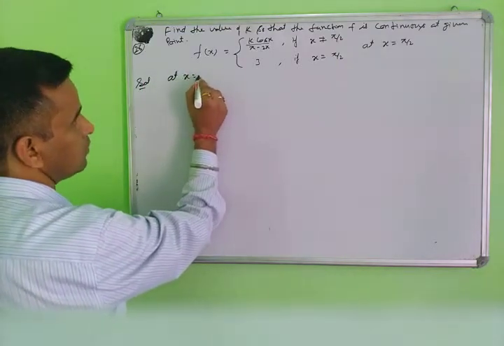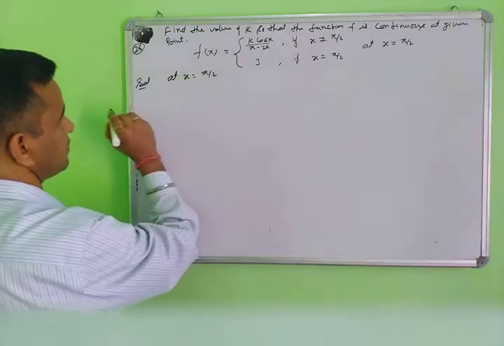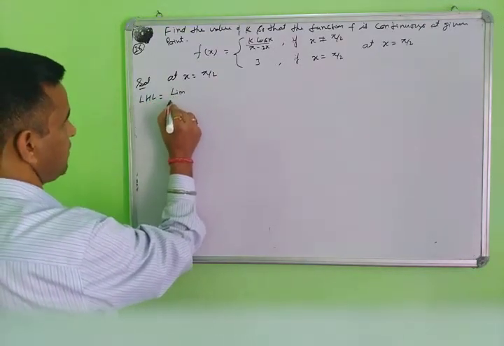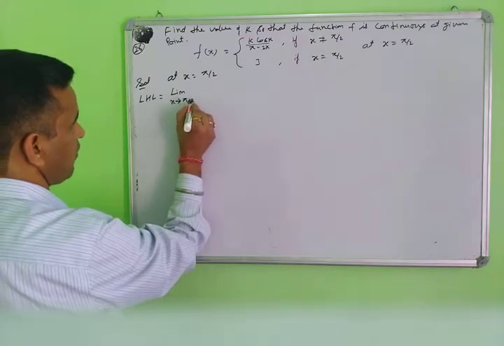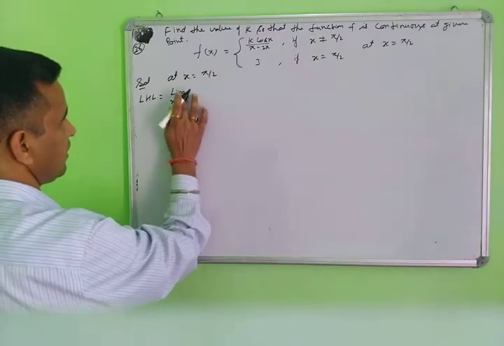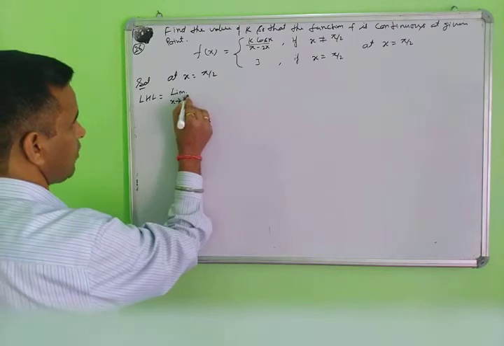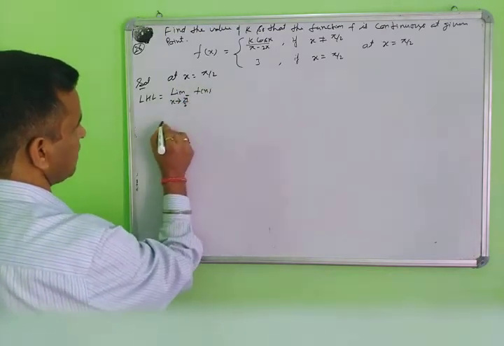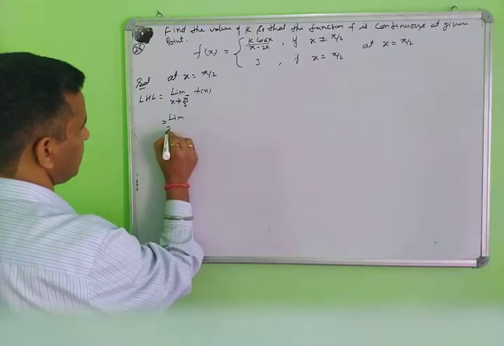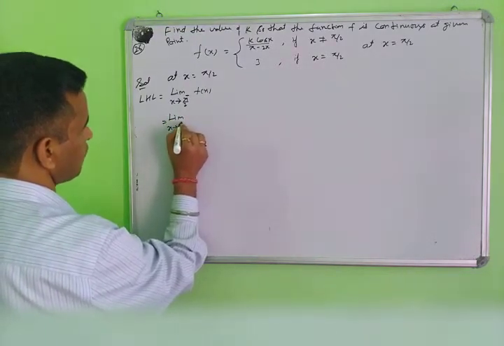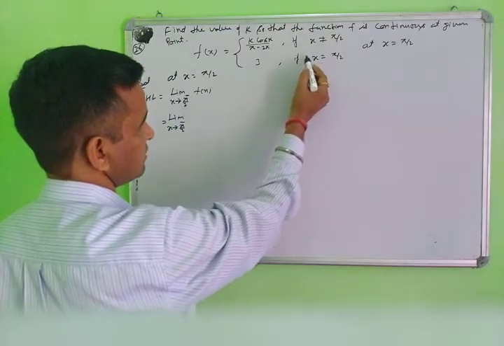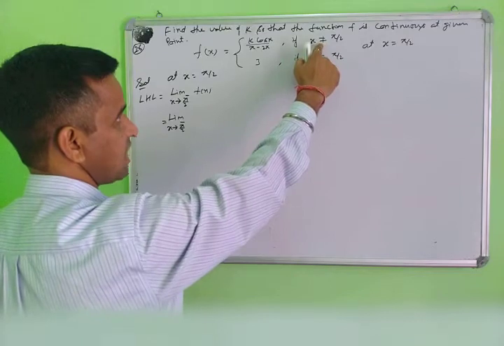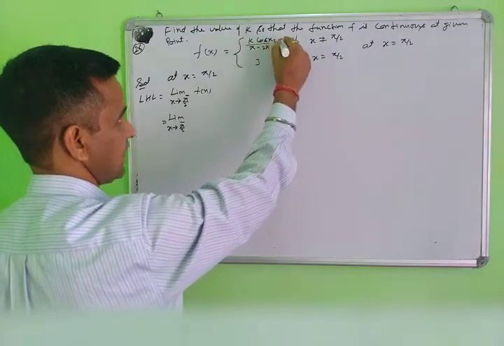Add x equal to pi by 2. Now LHL, limit x tends to pi by 2 from the left side, f(x). This function will not count at the exact value pi by 2, so we find LHL and RHL on both sides using this function.